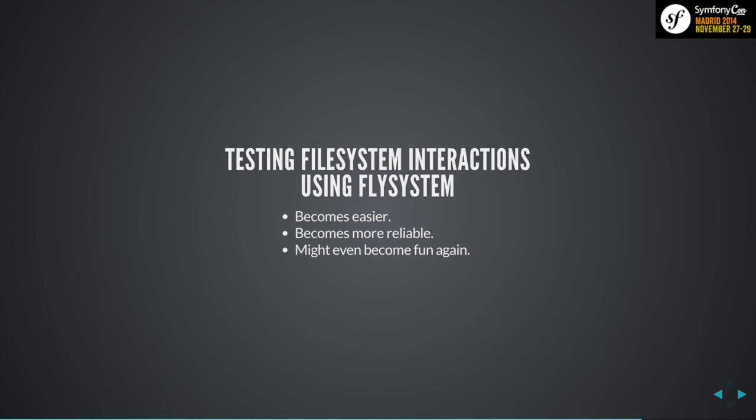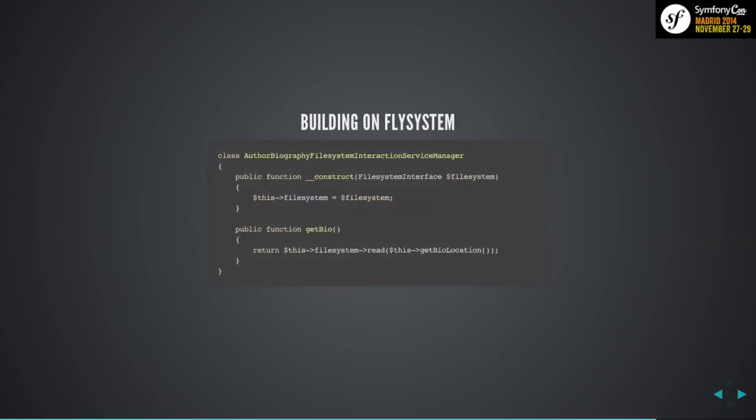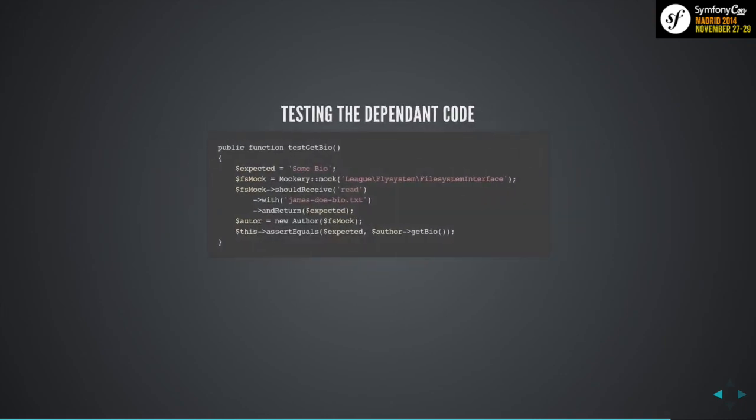So when you're using Flysystem or any other file system abstraction really, this becomes a lot easier. If we look at a class that would use Flysystem, we accept the filesystem interface, so we get a filesystem instance there. And when we want to get to the bio, we just say get bio location and read that location. And the tests for that are really super simple. Probably everybody knows mocking, so you mock the filesystem interface. It says you should receive a read with a particular path and return a particular response.